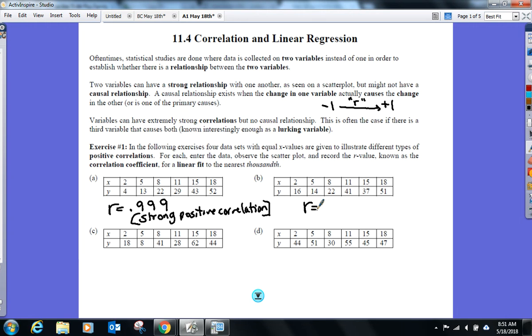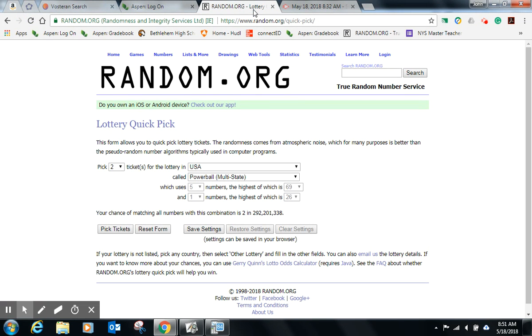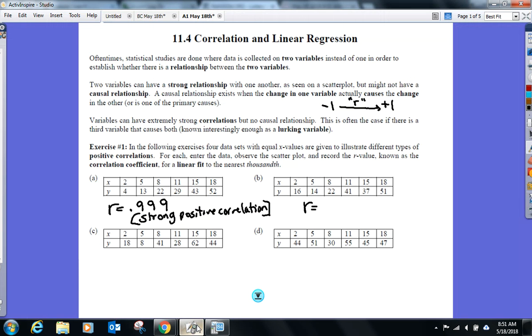R value for this one. What do we end up with? R value for this one. Okay, this is a new one. Okay, give me 26. R value for this one. Anything with 0.9, I consider it strong still. All right, anything with 0.9, I still consider this a strong positive.